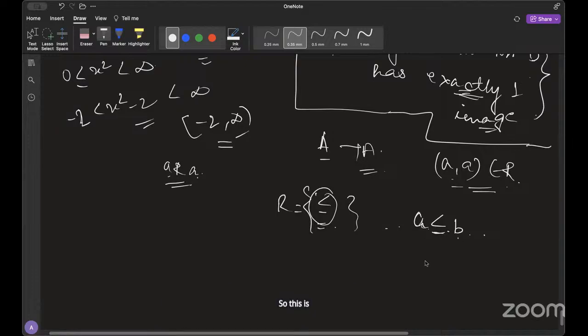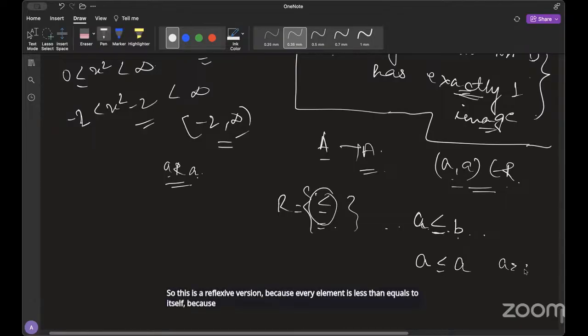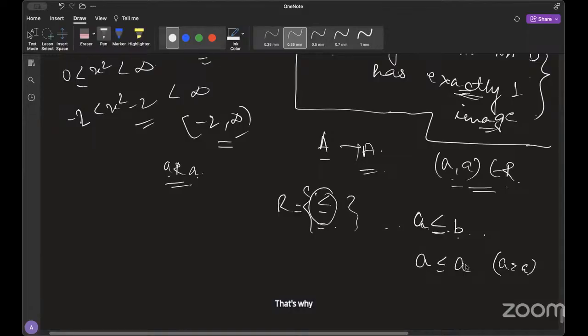So this is a reflexive relation because every element is less than or equal to itself, because it's equal to itself, right? That's why. So A is equal to itself. That's why A is less than or equal to A. So A is related to itself. In this relation, A is related to itself. That's one example of reflexive relations.